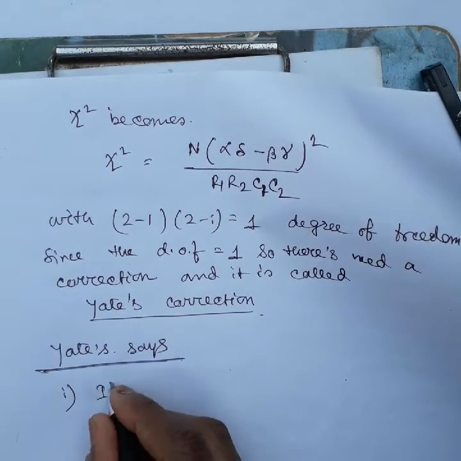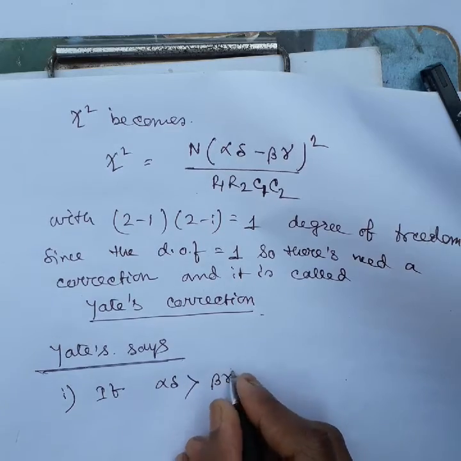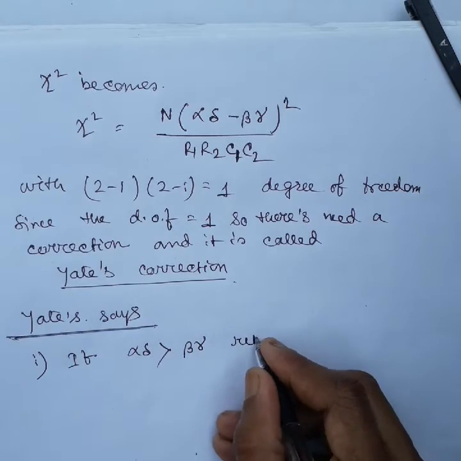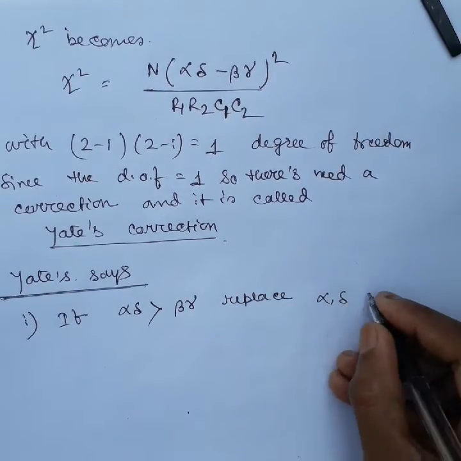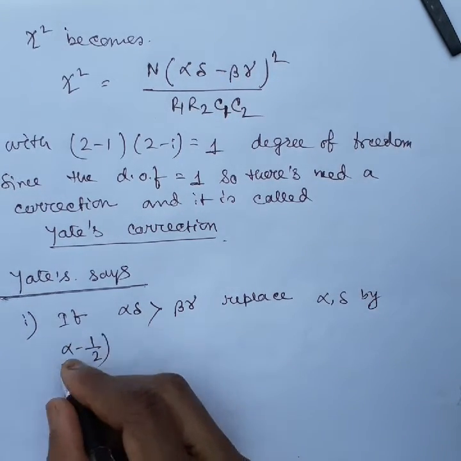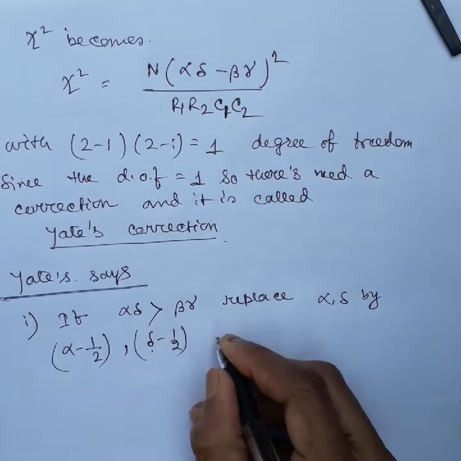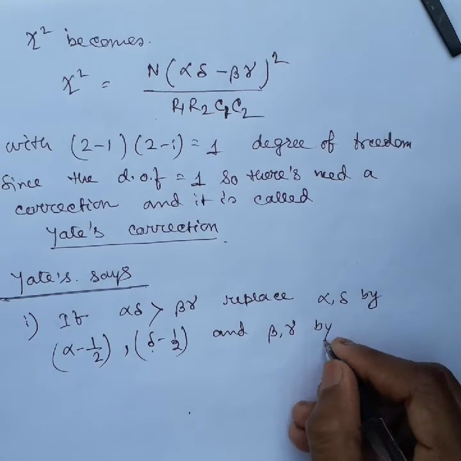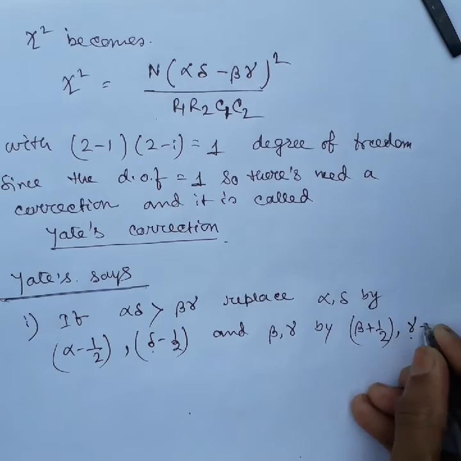Number 1, if alpha delta is greater than beta gamma, then what happens? Then replace alpha and delta by alpha minus half and delta minus half, and beta and gamma by beta plus half and gamma plus half.